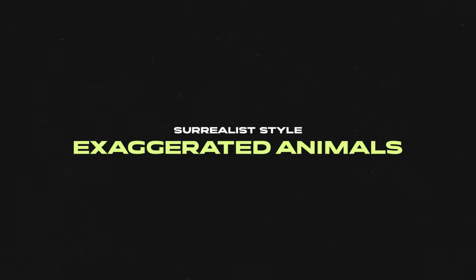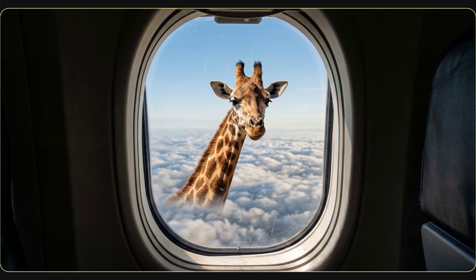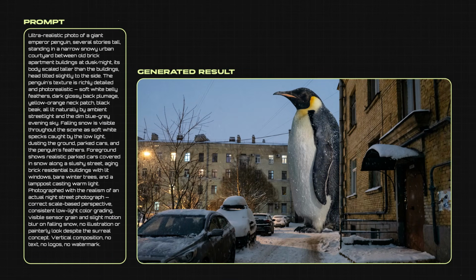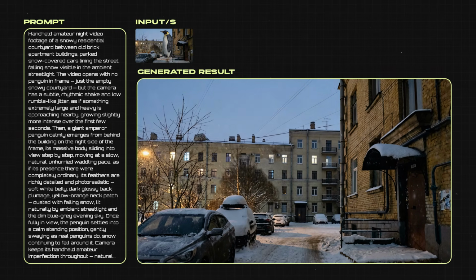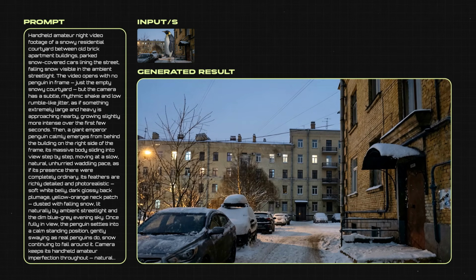Now let's produce a few more exaggerated and different styles together. Giant animals will always be something that draws a lot of attention, like the monkey I added in the intro. That's why we'll use this image, a giant penguin walking through a snow-covered city. This will be the prompt to generate the video. Let's see how it turned out.